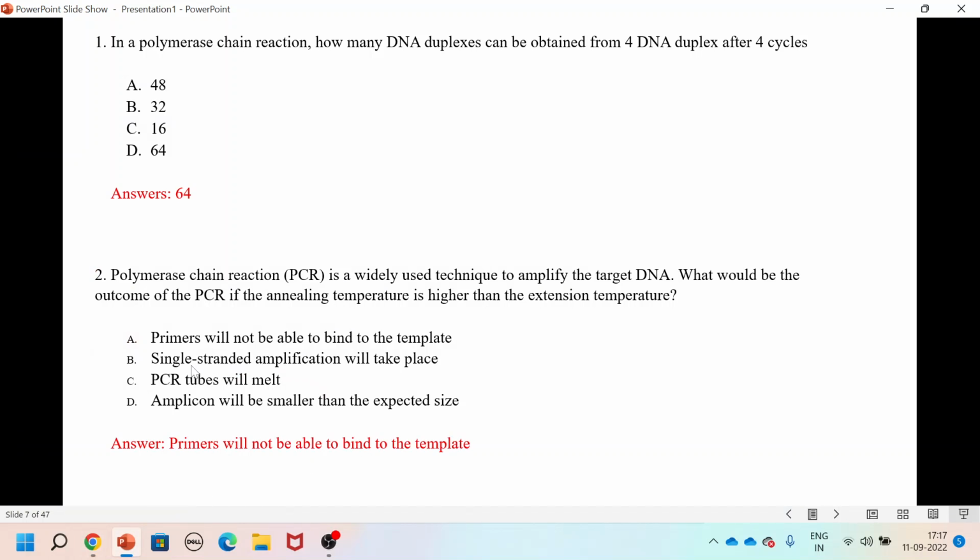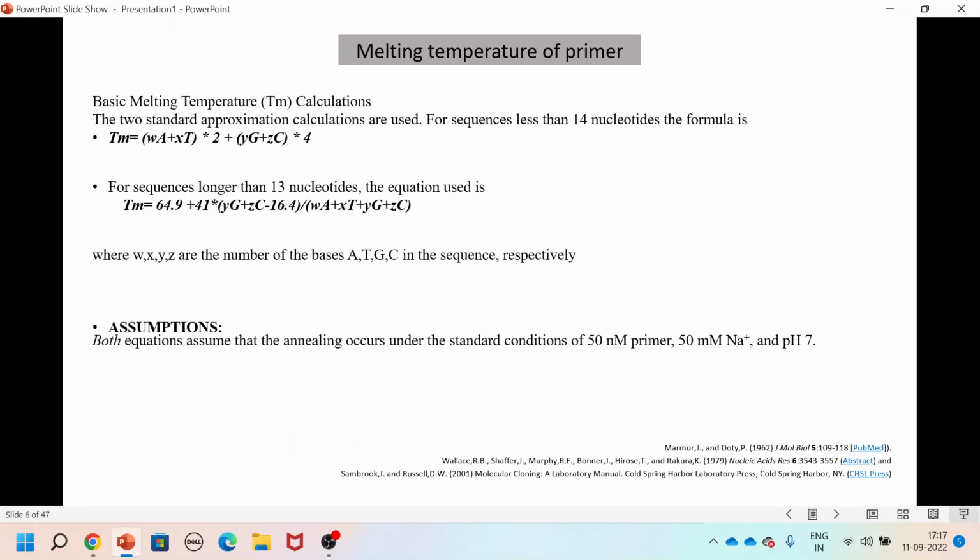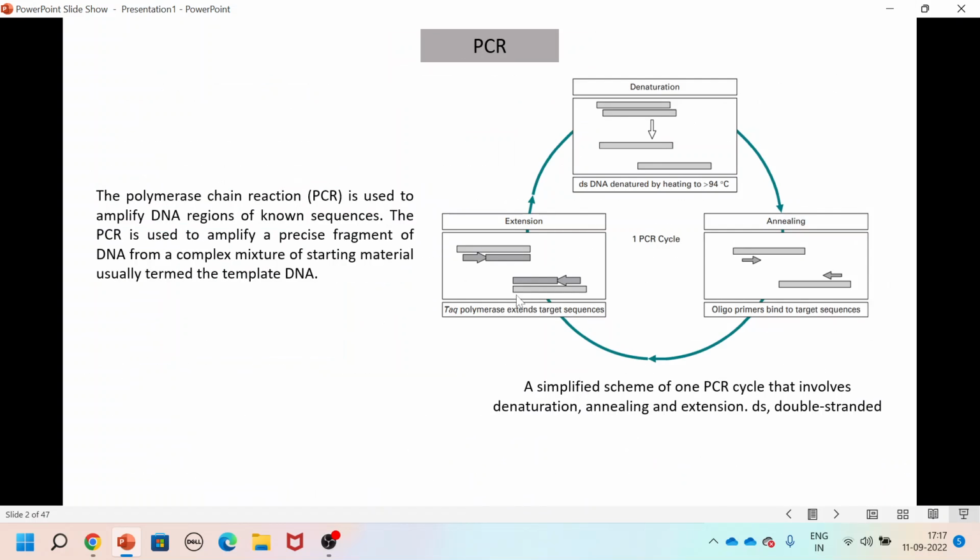So what will happen is that the primers will not be able to bind to the template. As we know, in a PCR the last step is the extension. In the PCR cycle, the denaturation is usually held at 94 degrees centigrade. Then annealing depends upon the primer composition, but it's usually between 60 to 70, as I said. And then extension is carried out at 72 degrees centigrade.